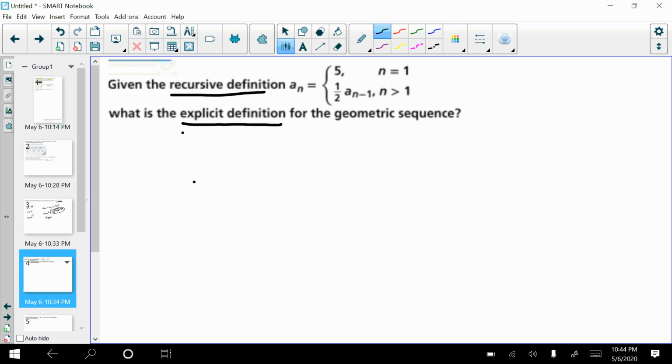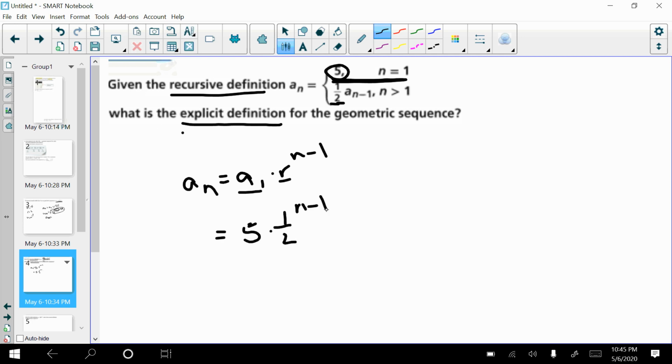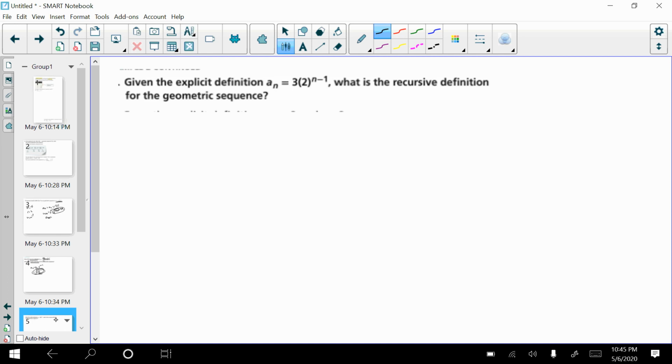Well, the explicit needs a couple things. It needs A1 times R to the n minus 1. The only things I need plugged in are A1 and R. Up here, this tells me what the first term is. My first term is 5. So this is going to turn into a 5 times, and this down here gives me my R, which is a half. So half to the n minus 1. And remember, you would have to do half to this power first, then times by 5. But that would be my answer for that question.